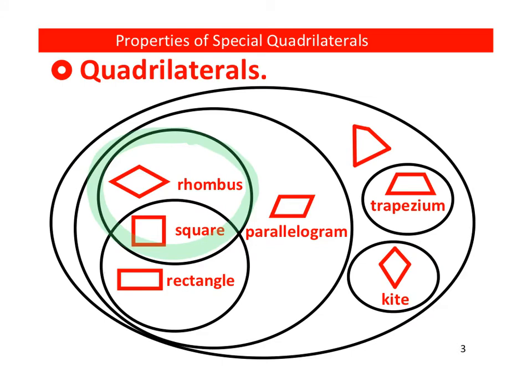Both the rhombus and the square have four equal sides, so both shapes are rhombuses. Both the square and the rectangle have four angles equal to 90 degrees, so both shapes are rectangles.